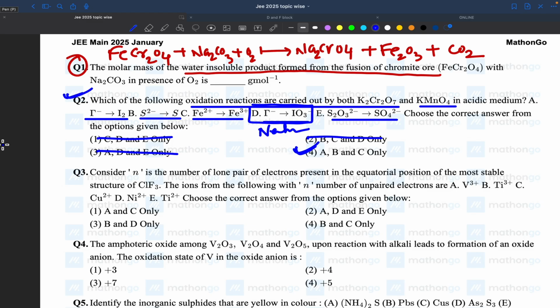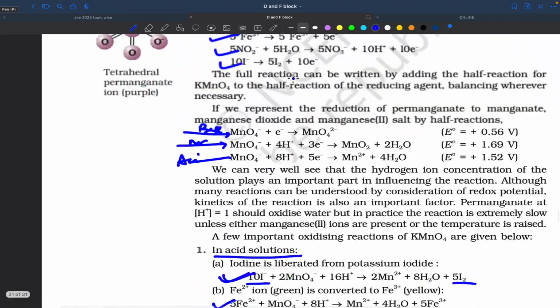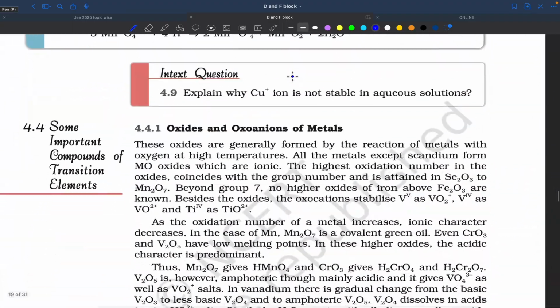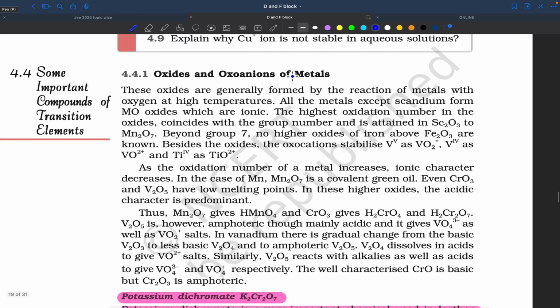Right, so this is potassium dichromate and potassium chromate. Before that we have to see the nature of oxides also, let's see that too. See here, oxides and oxonium ions. So this paragraph is also an important point. Questions have been asked from here too.